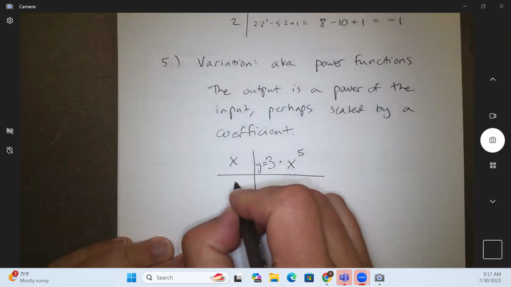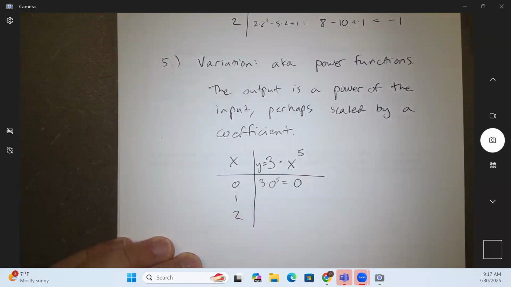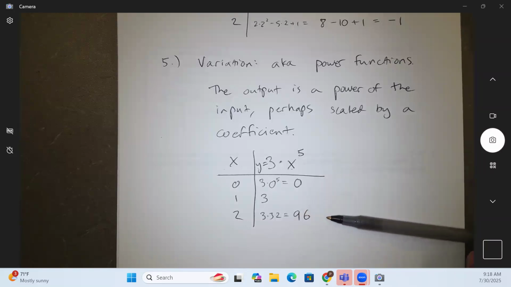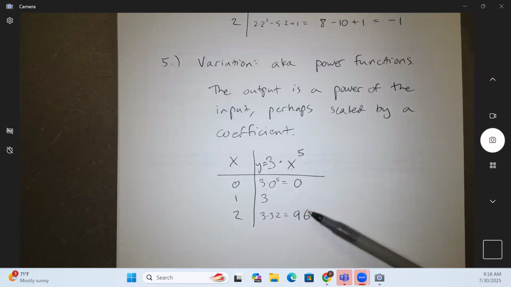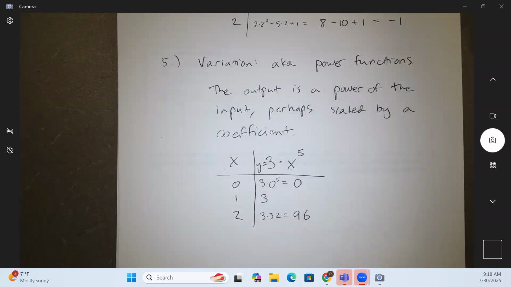So if we were to put x 0, 1, or 2, y is 3 times 0 to the 5th, but that's still going to just be 0, right? If we put 1 in, we get 3, and if we put 2 in, we get 3 times 32, which is 96. So in that sense, it's kind of like a quadratic function. There's not this necessarily regular change from one to the other. You kind of just have to run that input through the function to get the output, but it's a very simple relationship between the input and the output. The output is just a power of the input, and maybe you're going to scale it by a coefficient.